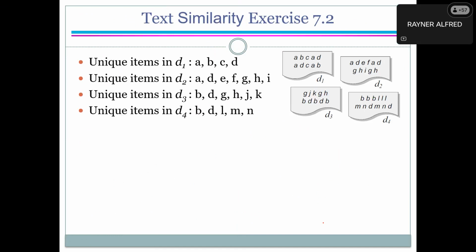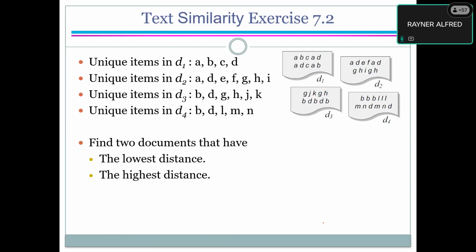So this is your practice. Given document 1, document 2, document 3, and 4, find the lowest and the highest distance. The one that we did previously, we only did 1 and 2, 1 and 3, 1 and 4. So you need to find D2 and D3, and then D2 and D4, and then finally D3 and D4.